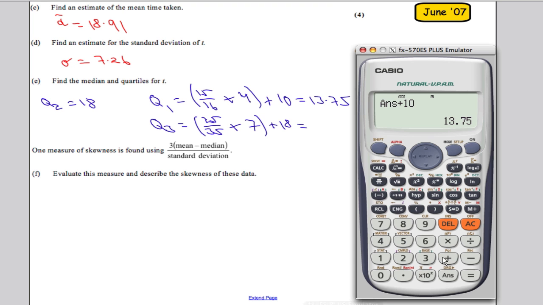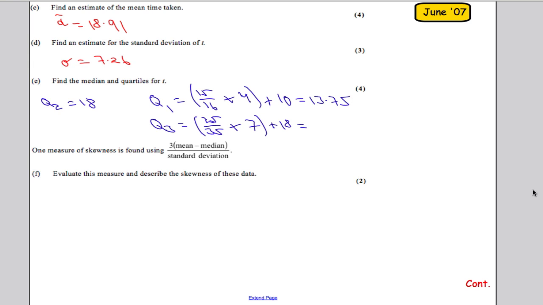So 25 out of 35, multiply that by 7, and then add on 18, and we get 23.